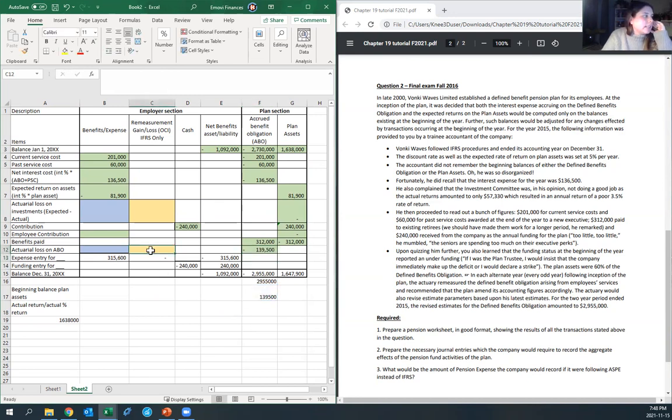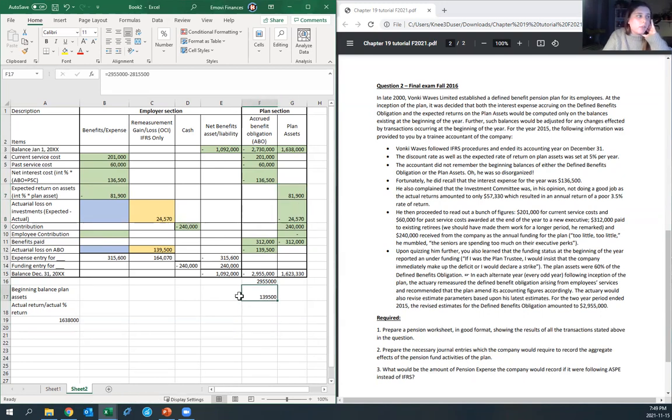And since this is under IFRS, you're going to have to record your loss here. And then I see here that I forgot to calculate my actual loss on investment. So I do have the expected return, which was 81,900, and they did give us the actual return, which was 57,330. So here should be this amount. If I put them net together, the actual return that increased the plan assets was the $57,000.